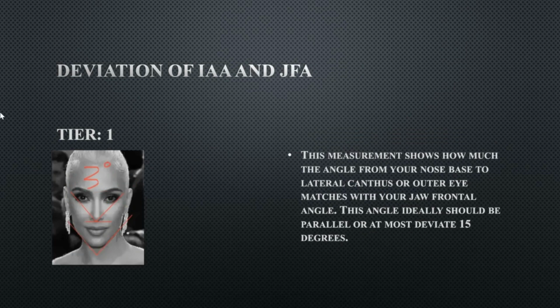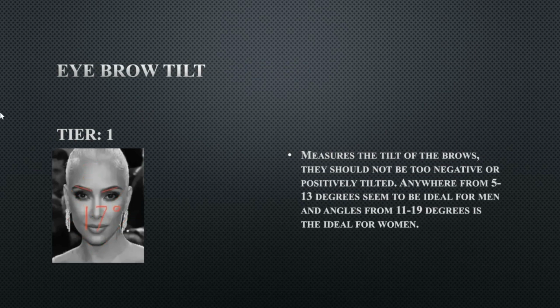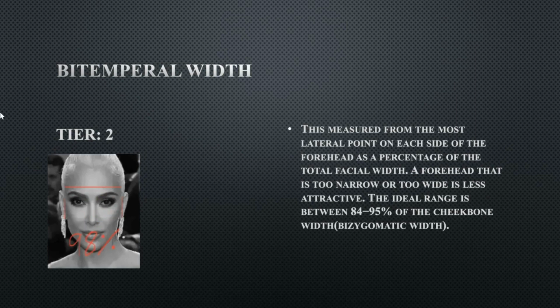Her deviation from her ipsilateral angle to her jaw frontal angle, so this is the angle created from the midface, going from the nasion all the way up to the edges of the eyes relative to the jaw frontal angle. And if you subtract these two angles, it shouldn't deviate more than 5%, and if it deviates more than 15%, that is a complete flaw. For her, it does not deviate more than 5%, so that is a tier 1. Her eyebrow tilt is at 17 degrees, so that's perfectly fine for a female, and that is striking as well. It gives her a more striking appearance.